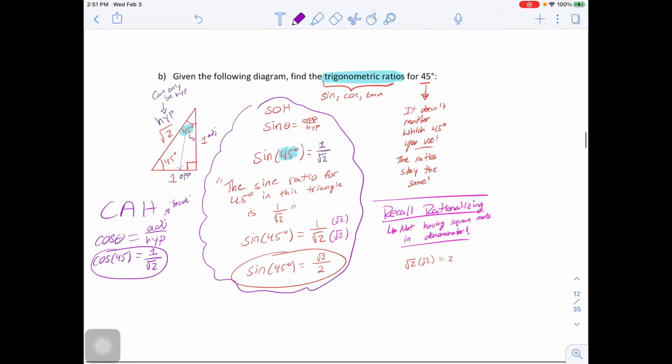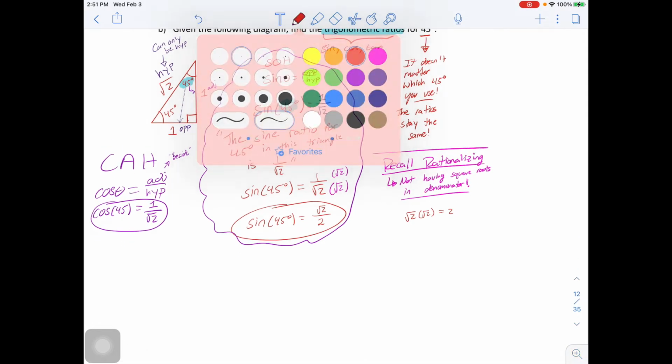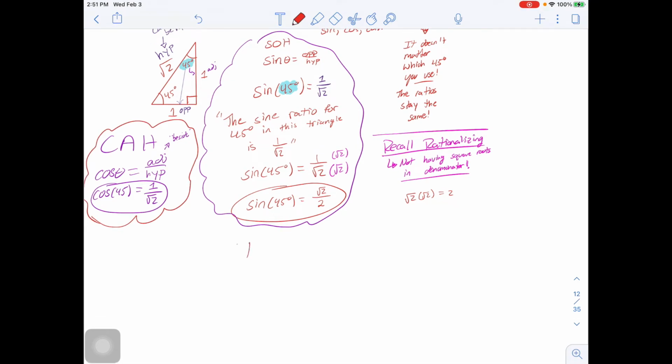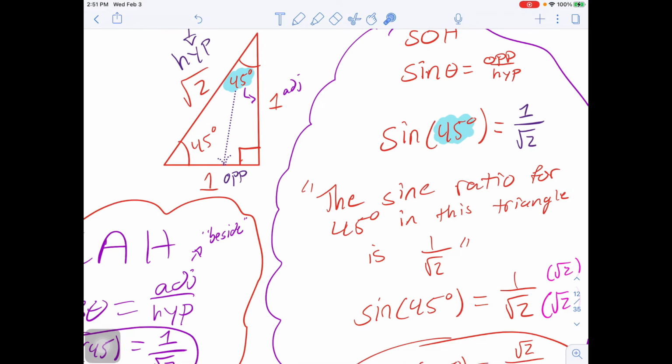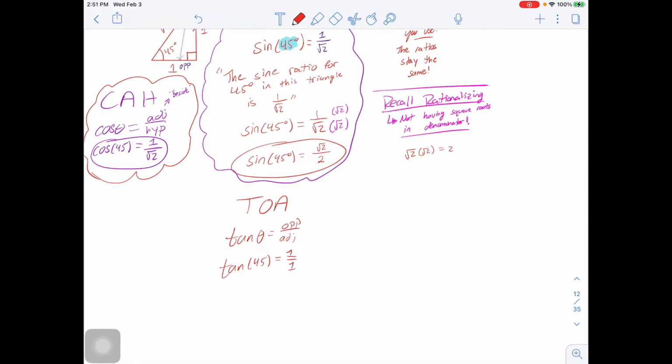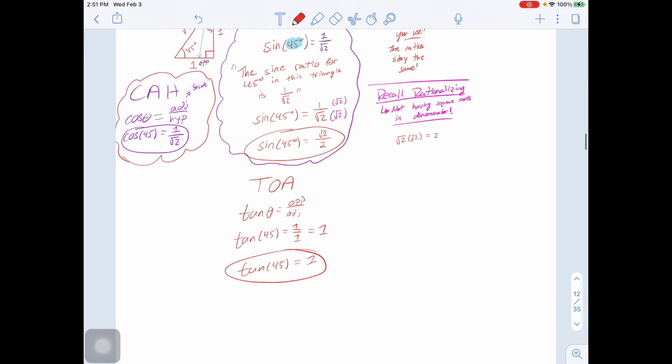And lastly, we are now on to tan. That's our last trig ratio. So remember, tan is TOA. So tan angle equals opposite over adjacent. You've already noted that the opposite is 1, adjacent is 1. So if we plug in tan 45 here, my opposite is 1 over 1. So it equals 1. Tan 45 equals 1. And if you plug that into your calculator, that's exactly what you'll get.